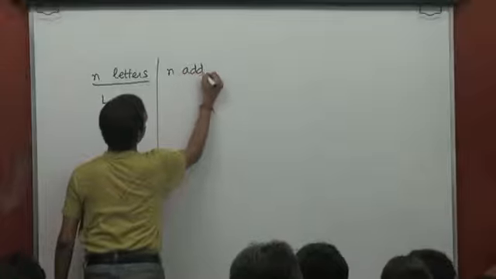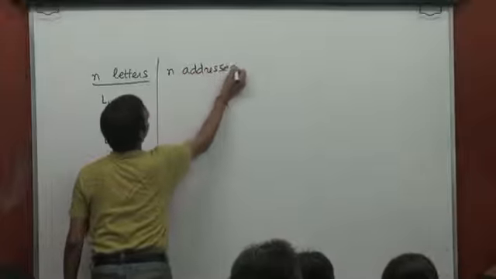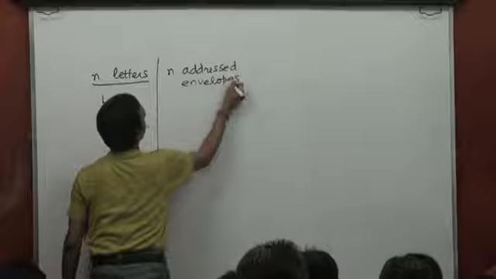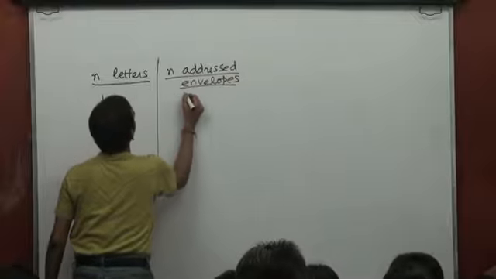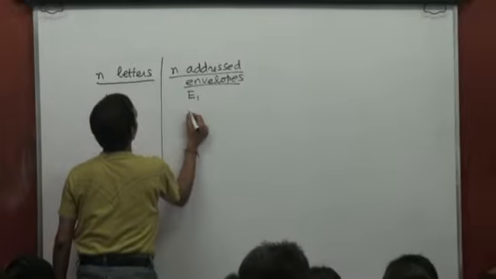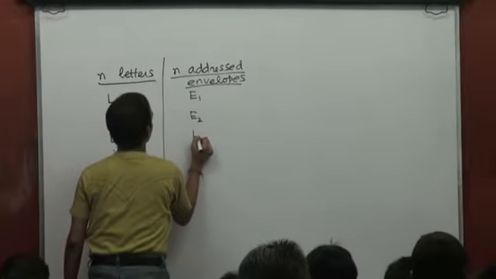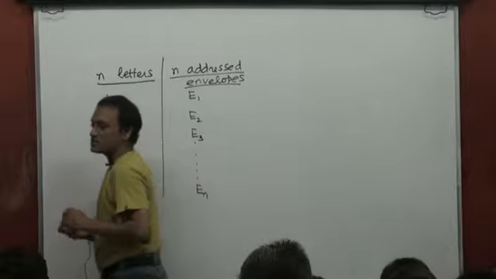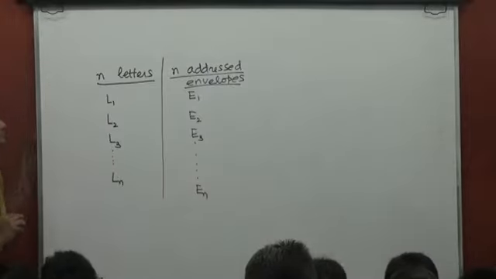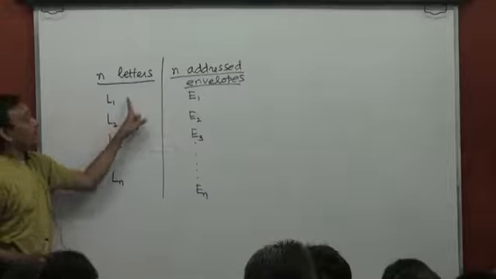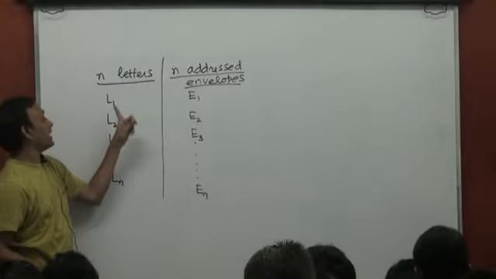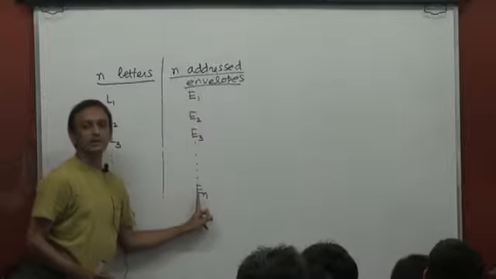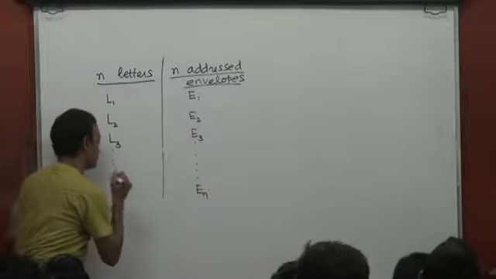N addressed envelopes. Call them E1, E2, E3, En. These are the n addressed envelopes. That means L1 is meant to go into E1, L2 is meant to go into E2, L3 is meant to go into E3, Ln is meant to go into En.